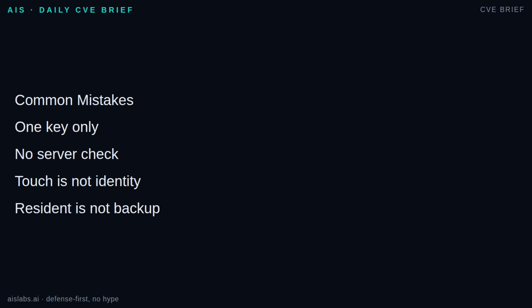The third mistake is overselling touch. Touch means user presence. It prevents silent use, but it does not prove the right human is holding the token. If your device and policy support PIN or biometric verification, look at verify-required and test carefully before enforcing it. Also, keep your normal account recovery path sane. Lockouts are a security problem too.